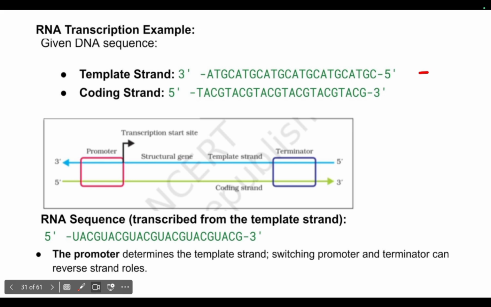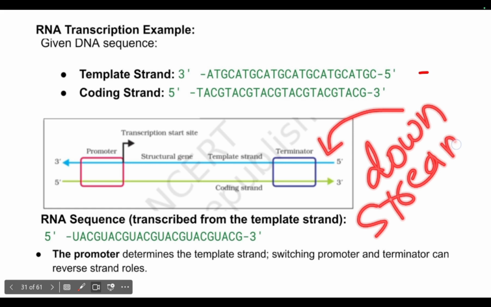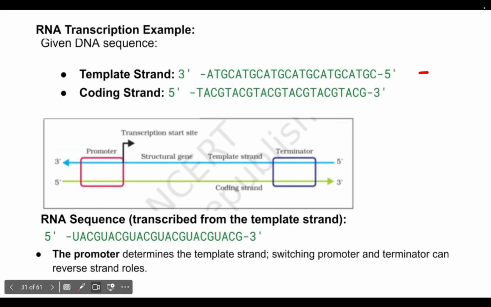Another important point to observe here is the position of the promoter and the position of the terminator. One convention is that the promoter and terminator positions are always considered with respect to the coding strand. As you can see here, the coding strand is given, which is 5' to 3'. If the question is asked, on which side of the coding strand is the promoter present, it is present at the 5' end of the coding strand, and the terminator is present at the 3' end. The side where the promoter is present is called the upstream, and the other side is called the downstream. Remember, the side of the promoter is upstream, and the side of the terminator is downstream.